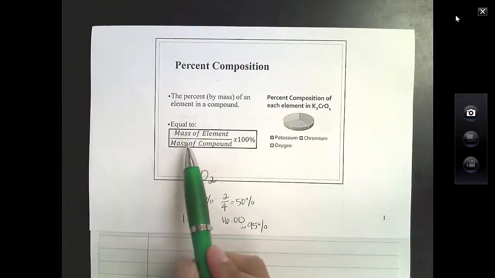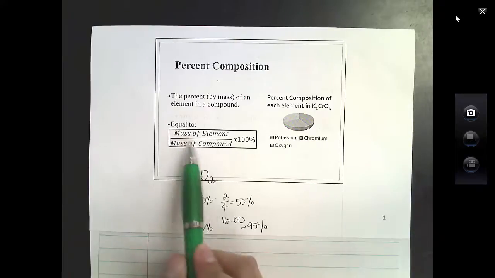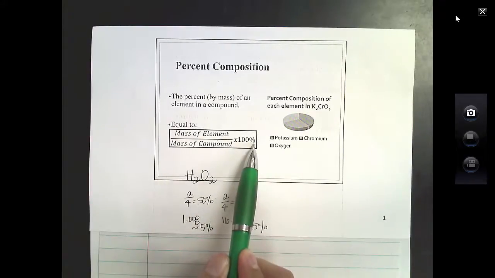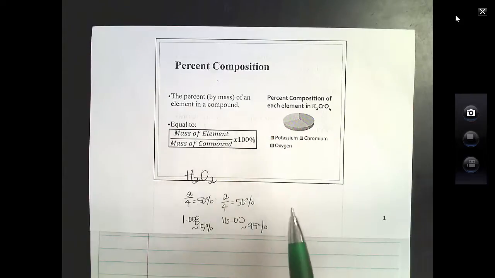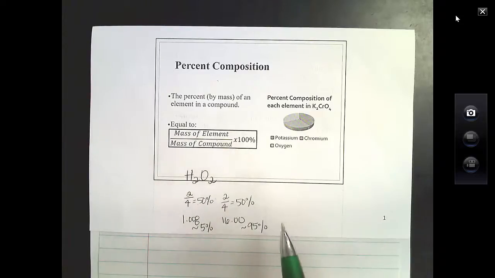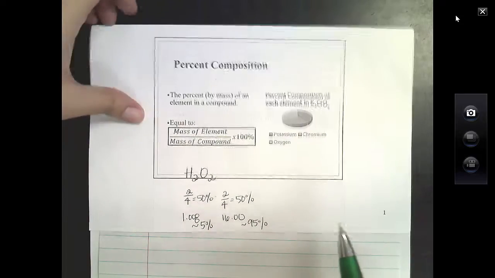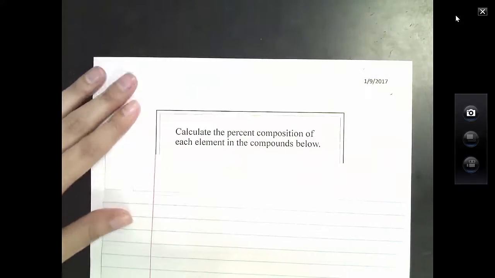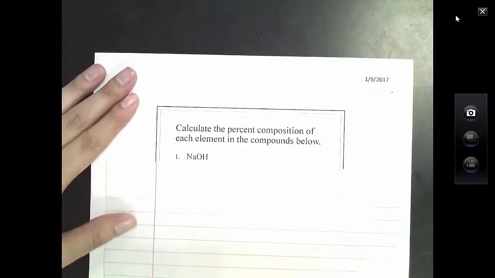We're going to use this equation here that says mass of element divided by mass of compound times 100 to get a percentage. We're going to use the molar mass calculations that we've been learning, plug our values into this new equation, and be able to calculate the percent composition of a compound. If we look at some examples, it says calculate the percent composition of each element in the compounds below. We'll do just a couple.